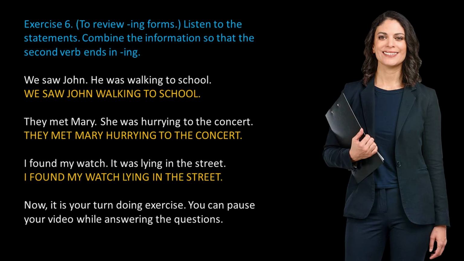Exercise 6. To review -ing forms. First, listen to the statements, then combine the information so that the second verb ends in -ing. Examples. We saw John. He was walking to school. We saw John walking to school. They met Mary. She was hurrying to the concert. They met Mary hurrying to the concert. I found my watch. It was lying in the street. I found my watch lying in the street. Now, it is your turn to do the exercise. You can pause your video while answering the questions.